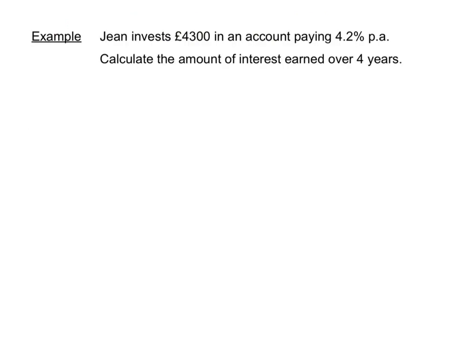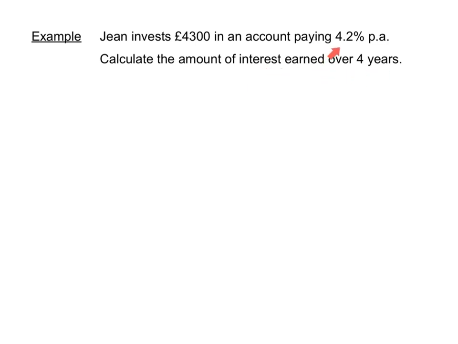In this example, you're asked to take £4,300 in a bank account, which pays 4.2% per annum, and this question asks for the amount of interest earned over 4 years. In other words, not the amount of money in the bank account, but the amount of extra money in the bank account. In other words, how much has the bank paid in interest? So we're going to start off in the same way.